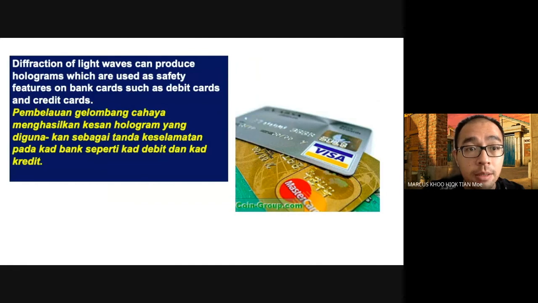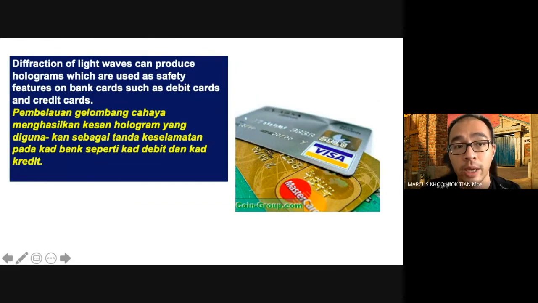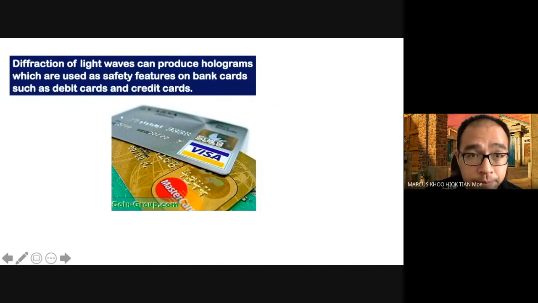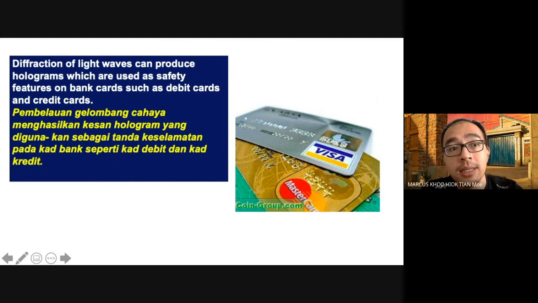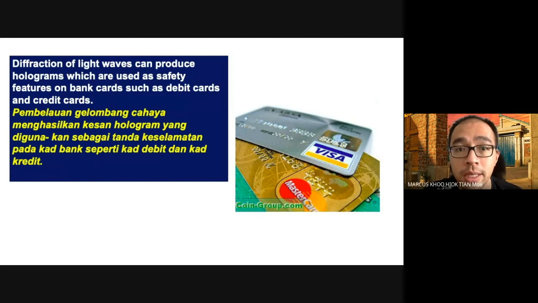So the diffraction of light waves can produce holograms, which are used as safety features on this one. And that's why there is a picture inside that hologram at certain angles, where the light hits it, and you can actually see the picture inside the hologram itself. Our IC is an excellent example of this, as I said just now. Credit cards, bank cards, they also use this technology.